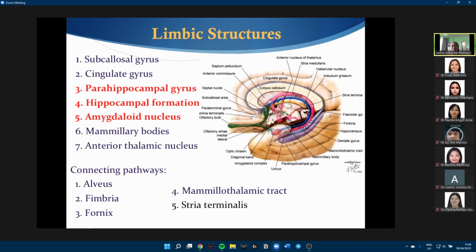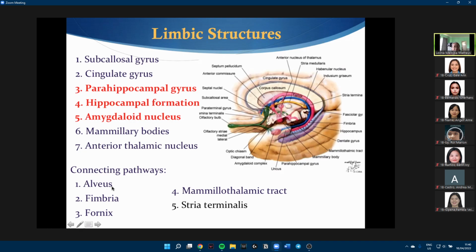The hippocampal formation, the amygdaloid nucleus, so this one. So here we find the hippocampus, which is just part of the hippocampal formation. No, ito pong purple part. No, this is the hippocampus. Then you also have the mammillary bodies, which if you remember, we discussed this in relation to your diencephalon. And again, also the anterior thalamic nucleus, which is the single nucleus of the anterior part of your thalamus. Diba? Ayan.